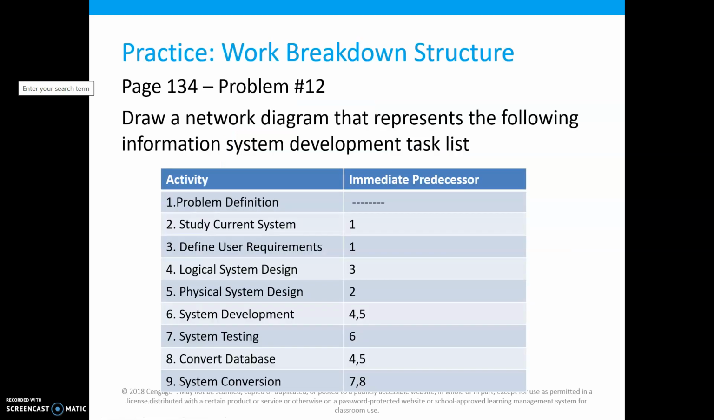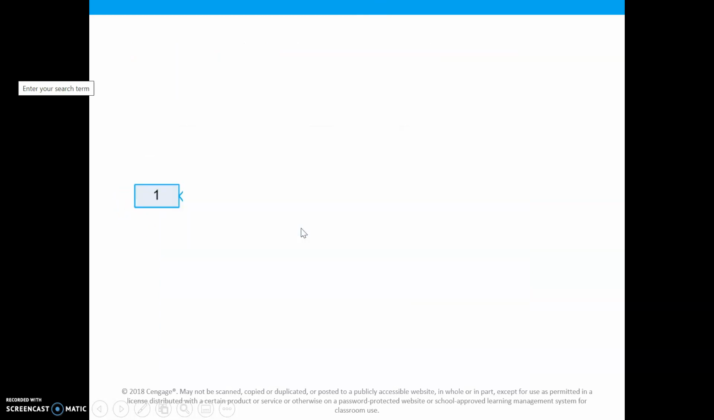Let's look at number 12. Number 12 says to draw a network diagram that represents the following information system development task list. So you can see that it starts with activity 1, which is problem definition. So we start with number 1. Oftentimes you'll see a box that says start, which will then have a line to number 1.